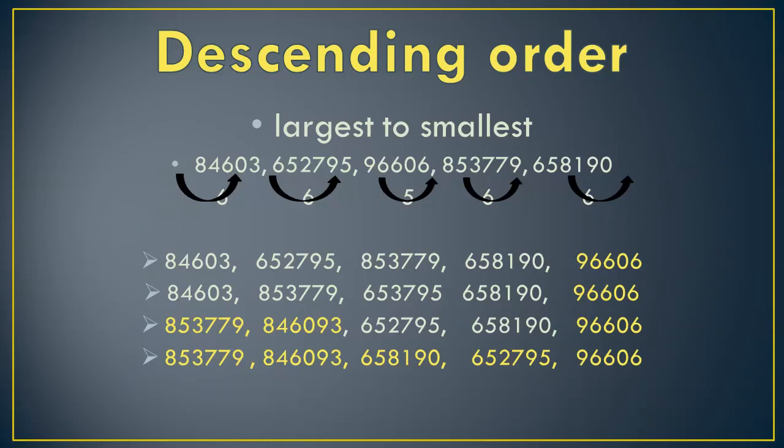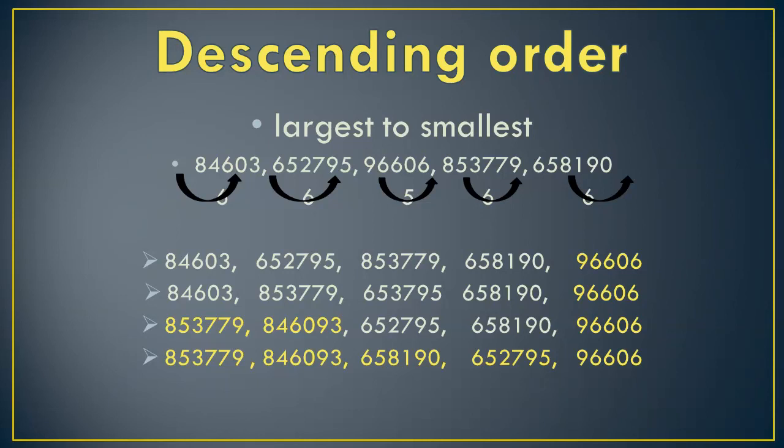Now I need to arrange the first 4 numbers. So I need to compare the first digit. In the first number, the first digit is 8 here. In the second number, the first digit is 6 here. In the third number, the first digit is 8 here. And in the fourth number, the first digit is 6 here. Now we know 8 is greater than 6. So the numbers having 8 as their first digit will be greater than the numbers having 6 as their first digit. So 846093 and 853779 come in the beginning. So this is how I can write it.